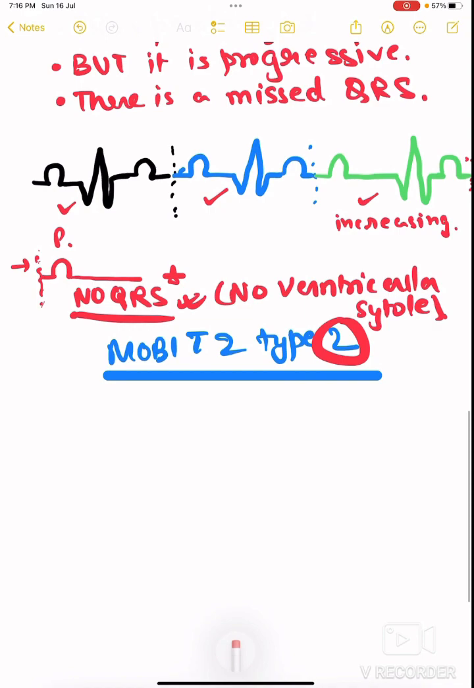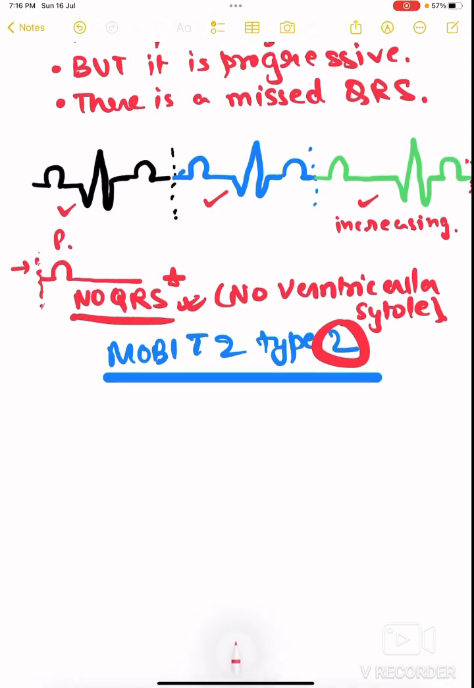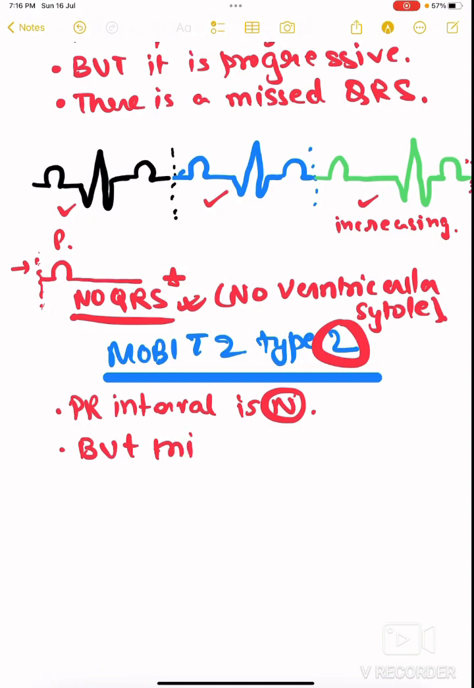What happens in Mobitz type 2? Very easy. PR interval is normal, right? PR interval is normal, but missed QRS is present.